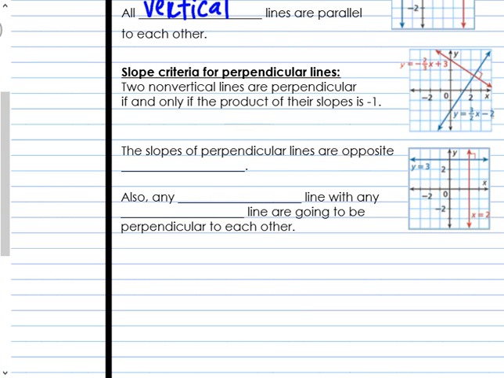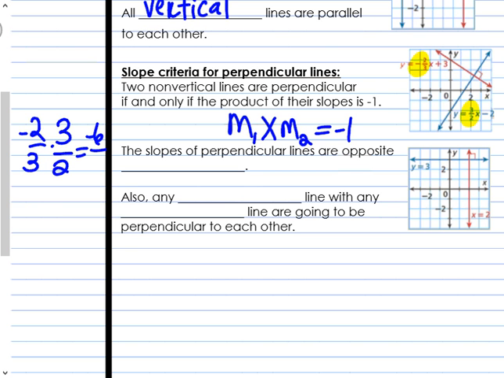Perpendicular lines, the slope criteria for them is they are perpendicular if and only if the product of their slopes is -1. Product means they're being multiplied together. So m of the slope 1 times slope 2 equals -1. And let's look at an example. -2/3 and +3/2. -2/3 times +3/2 is -6/6. -6/6 reduces to -1. So sure enough, those two lines are perpendicular to each other because the product of their slopes is -1.